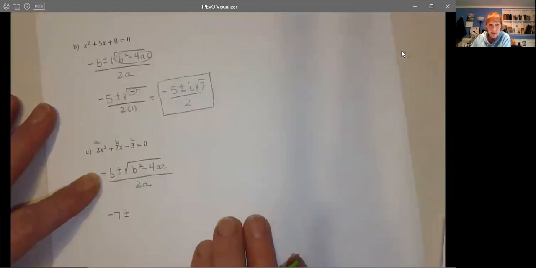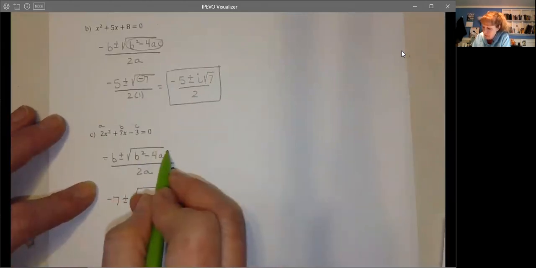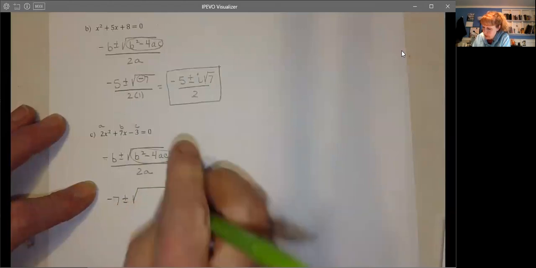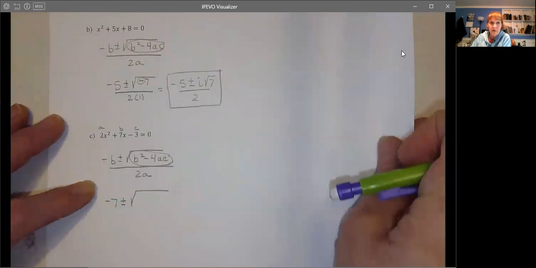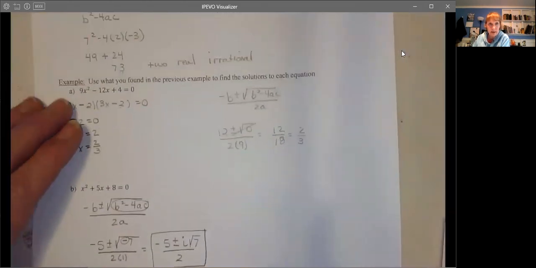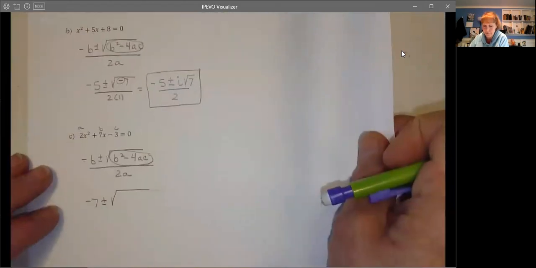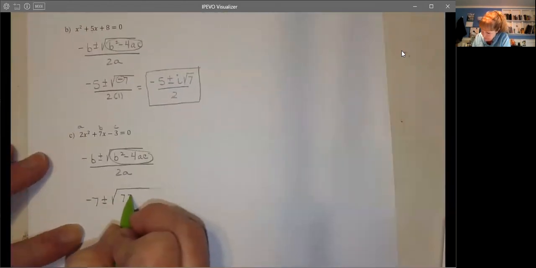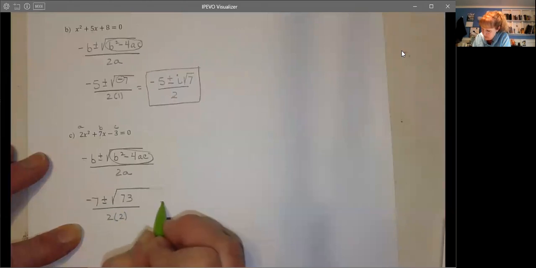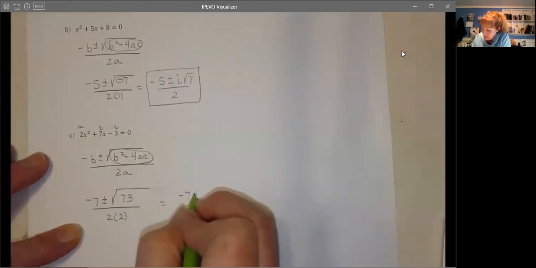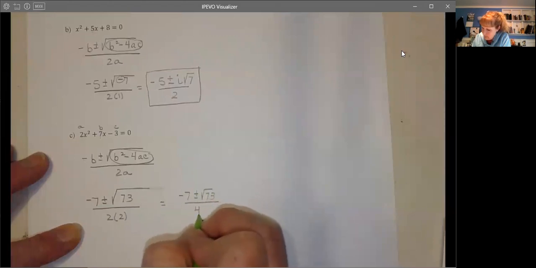Then we will take the square root of, never mind, we've already done this part. No sense in doing it again. We did that up above. We found inside to be 73. So we'll just put that in there, all over 2 times a, which is 2. Minus 7 plus or minus the square root of 73 all over 4.